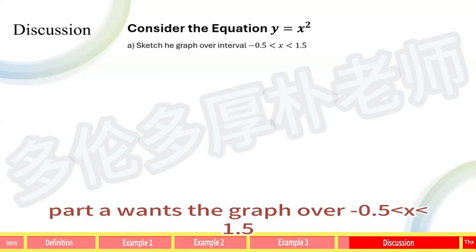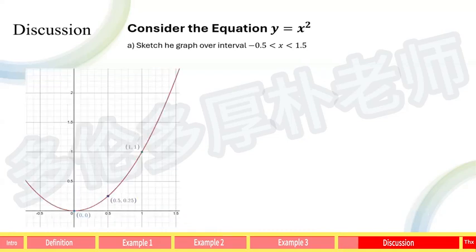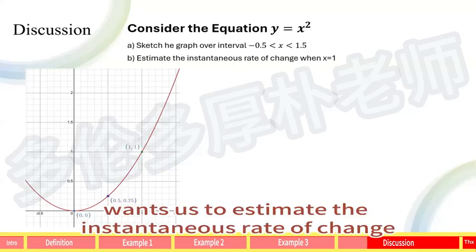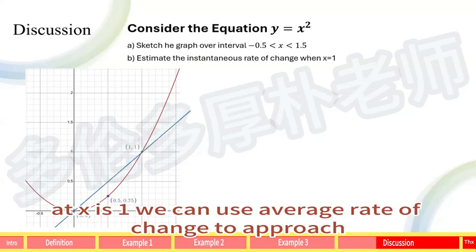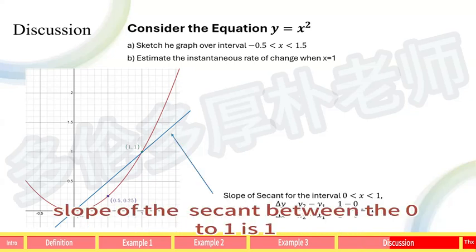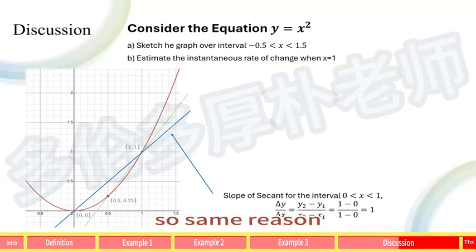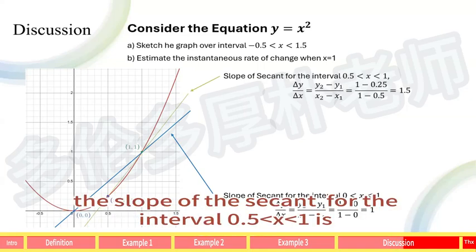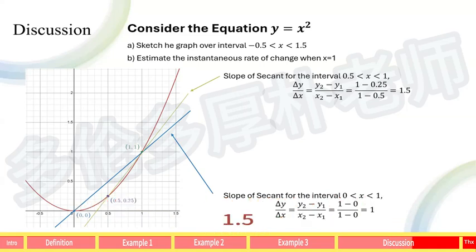Part A, they want us to sketch the graph for 0.5 to 1.5. So here's the graph. Part B wants us to estimate the instantaneous rate of change at x equals 1. We can use the average rate of change to approach the instantaneous rate of change. The slope of the secant between 0 and 1 is 1. Same reason, the slope of the secant for the interval 0.5 to 1 is 1.5.